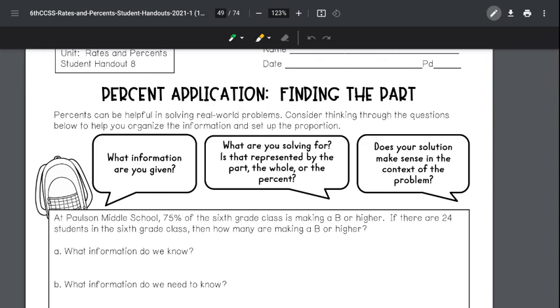What information are you given? What are you solving for? Is that represented by the part, the whole, or the percent? Does your solution make sense in the context of the problem?